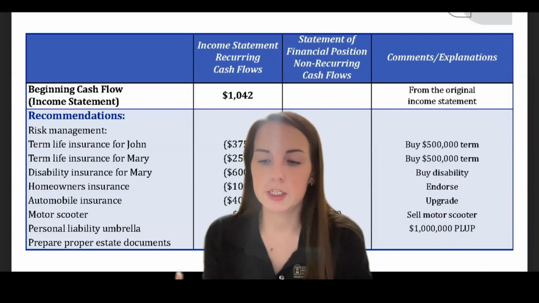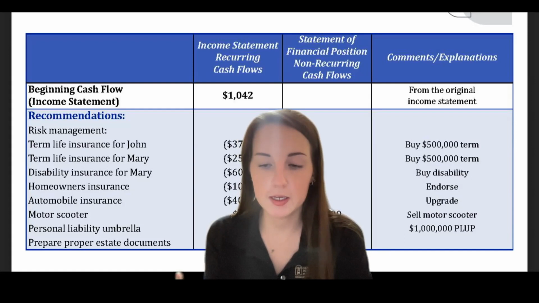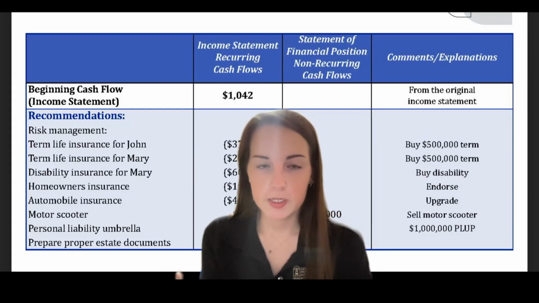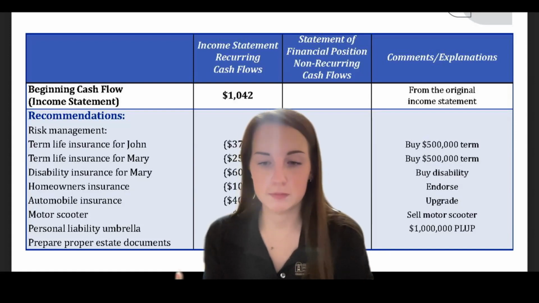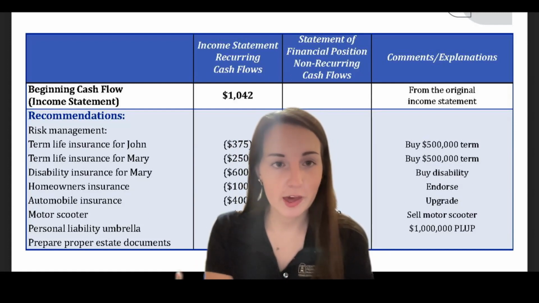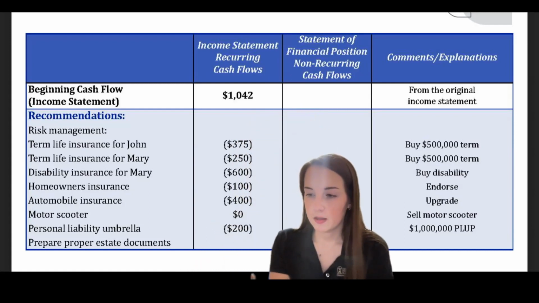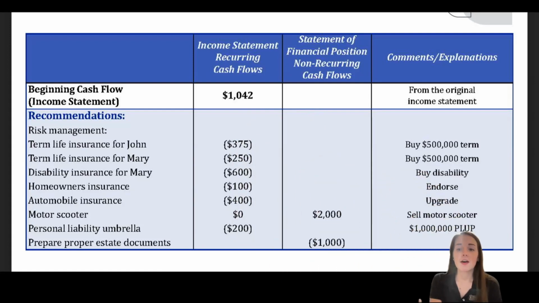We need to change the beneficiary on John's 401k plan to Mary. And we also need to create a will for Mary. So we need to plan to have these estate documents prepared within the next 2 years, and we will be covered for that. So next I can get to what I have on the screen now.